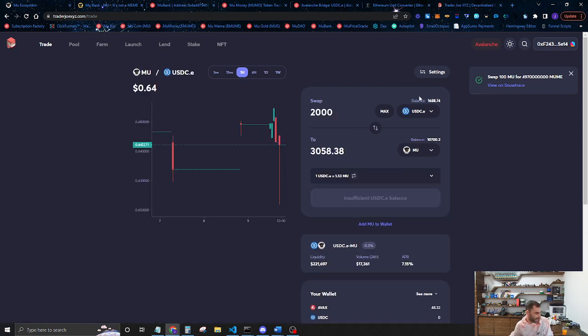All right, now I don't actually have $2,000 in my wallet because I'm broke. I only have $1,600 in my wallet. But anyways, we can look and see what the liquidity pool, which is how we normally buy mu, will give us. We normally just go to the liquidity pool and buy it. And we can still buy it that way if we want, and we can look and see if we're going to spend $2,000 to get some mu coin, the liquidity pool is going to give us back 3,058.38 mu coin.